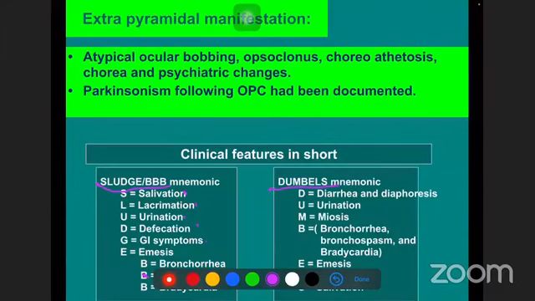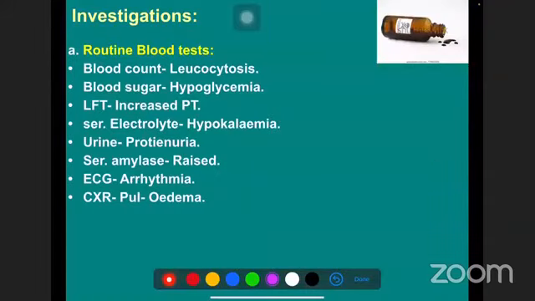And in clinical features, in short, if you can remember the slash BBB and dumbbells, it is very important. You can remember all the clinical manifestations in short, but it is very simple. আর যদি মনে নাও থাকে, প্রথম cholinergic crisis, তারপর intermediate syndrome, তারপর organophosphorus induced neuropsychiatric disorder, and last of all, but not the least, it is organophosphorus induced delayed neuropathy.